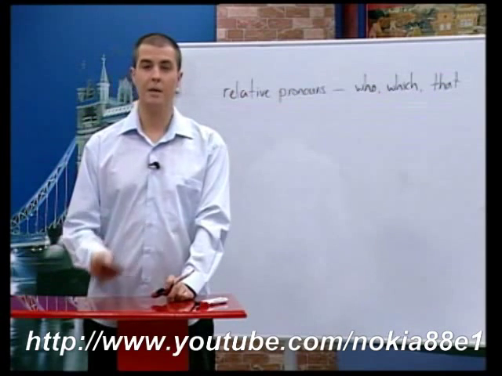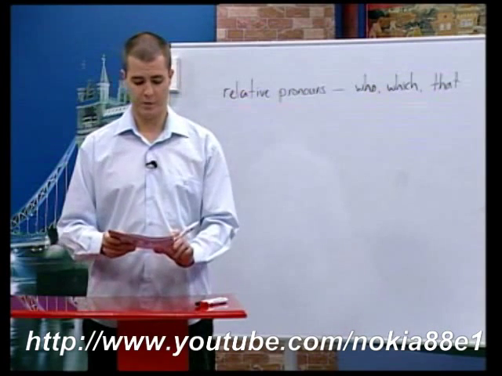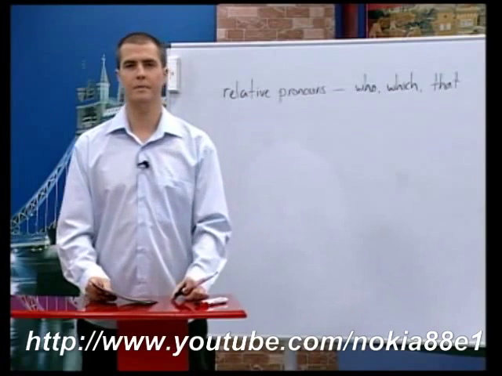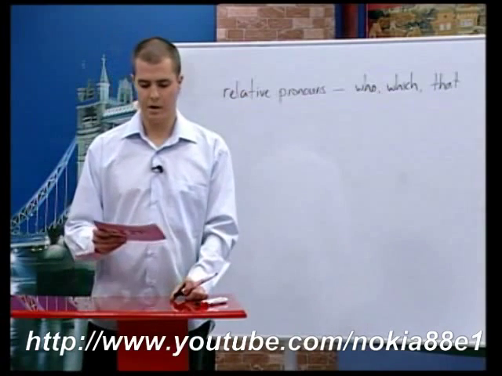Adjective clause pronouns can be used as the objects of verbs. The sleigh that I saw last night was full of presents. In this sentence, that is the object of the verb. The sleigh that I saw. I is the subject, and that is the object. I saw that. So I is the subject, that's the object.